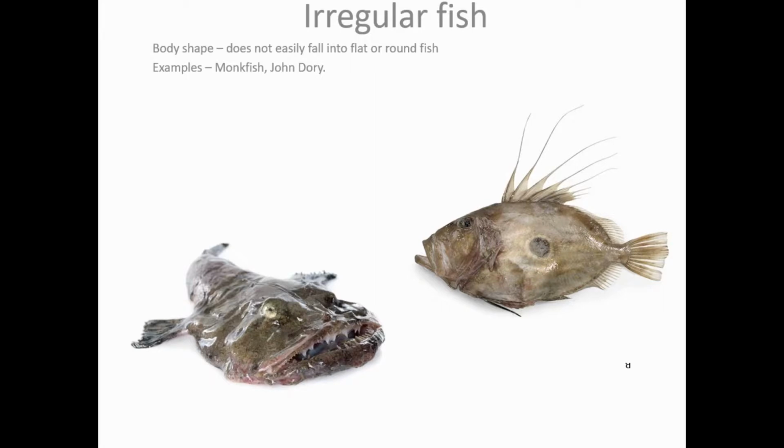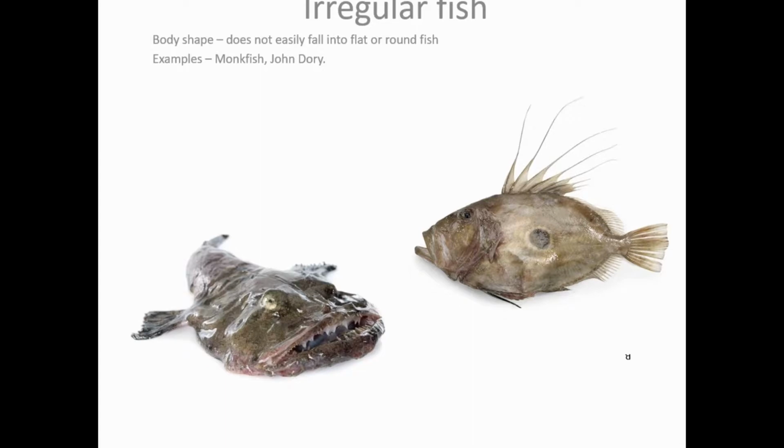These are fish where the body shape does not easily fall into either flat or round fish. The most common examples here would be monkfish and John Dory. Explain to the students which part of the fish is eaten and why they are different. Why the John Dory, for example, is not a flat fish, because it has an eye on each side of its body mainly.